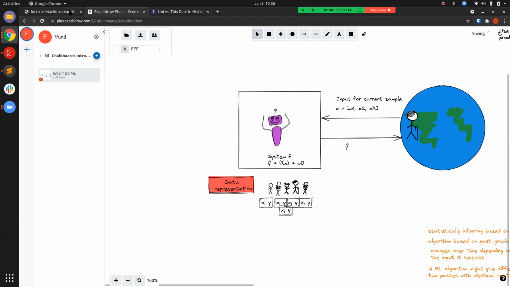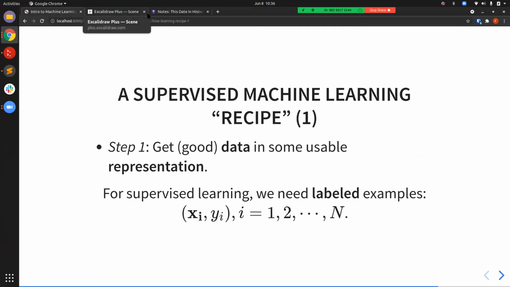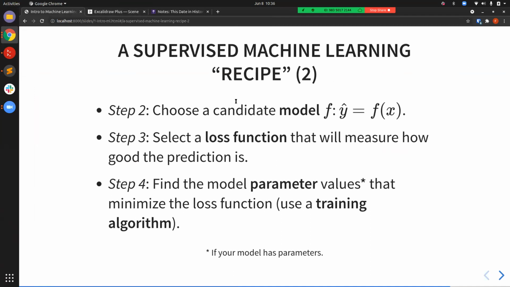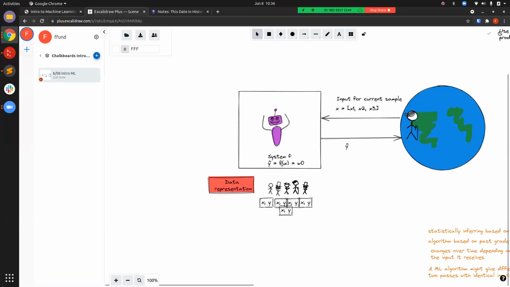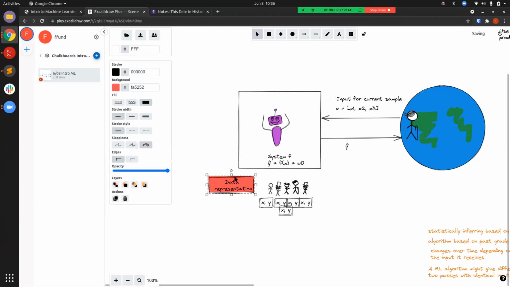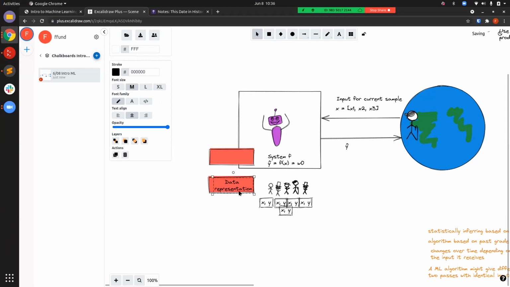Okay. What's next? Step 2. Now we need to choose a candidate model. So we're going to decide in advance what the structure of f(x) is. We decided in advance that f(x) is just going to be equal to some value W0. Okay, so here's our model.